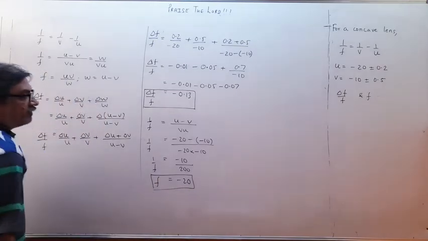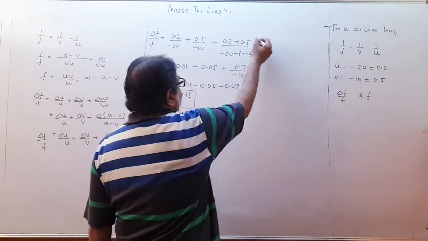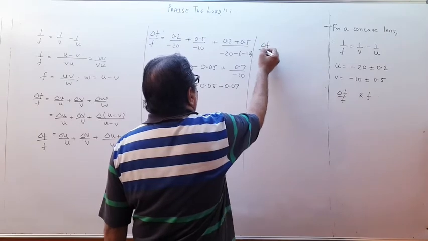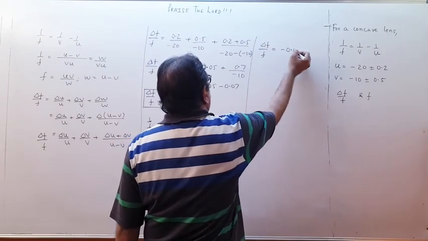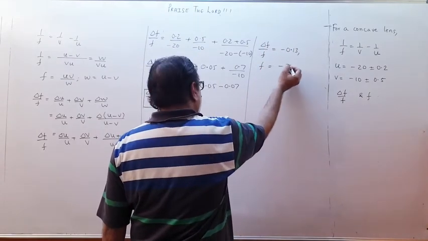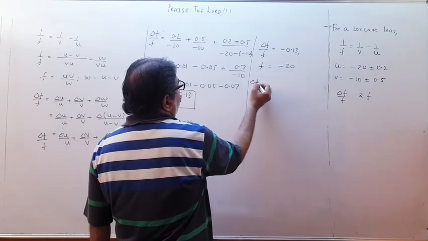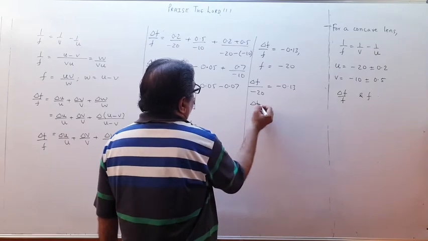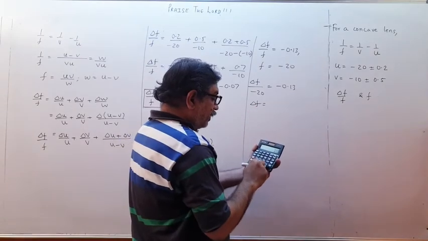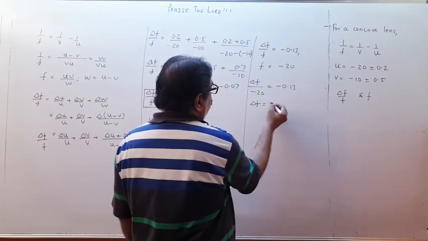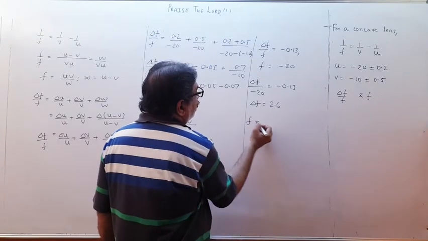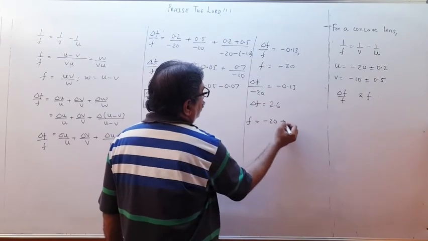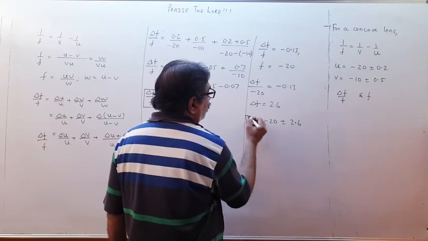This way I get the value of f. So therefore, delta f upon f is found to be minus 0.13 and f is found to be minus 20. I put over here, delta f upon minus 20 is minus 0.13. So delta f will be 0.13 into 20, 2.6. So I can write f as true value minus 20 plus minus 2.6.